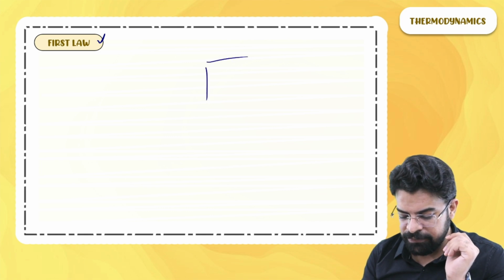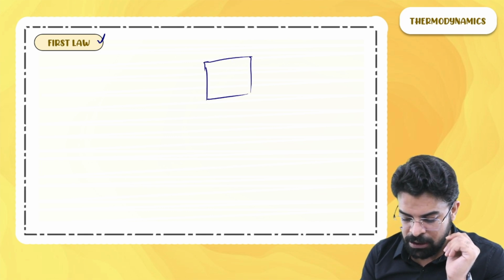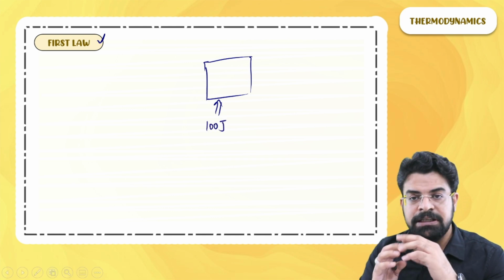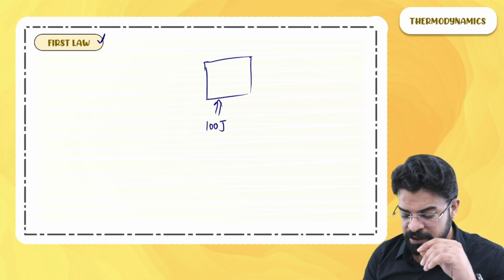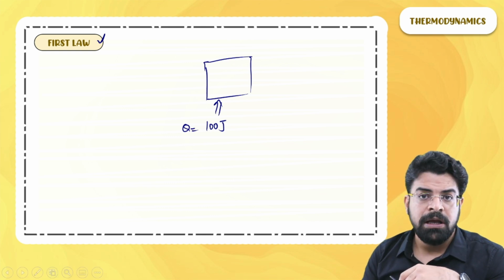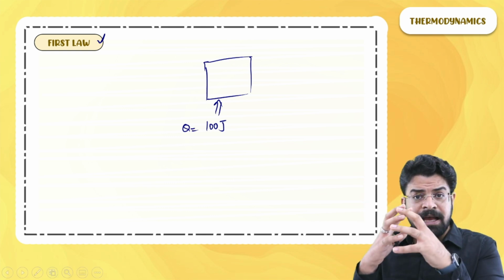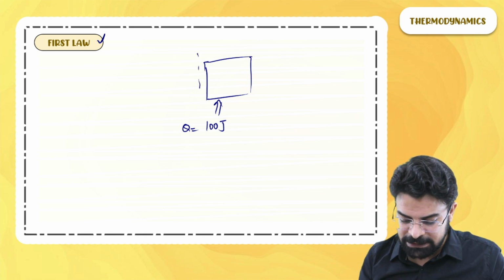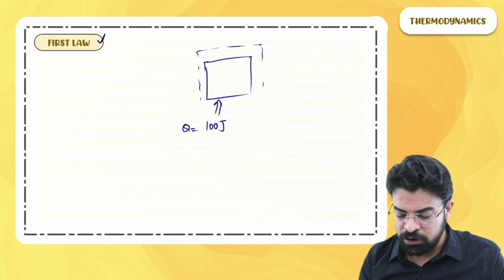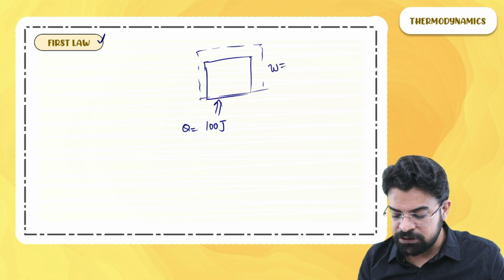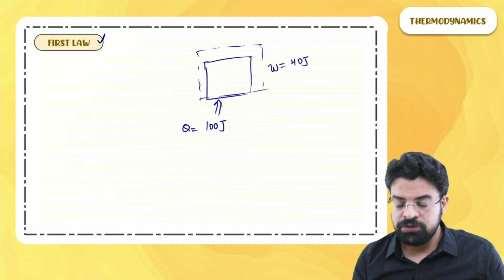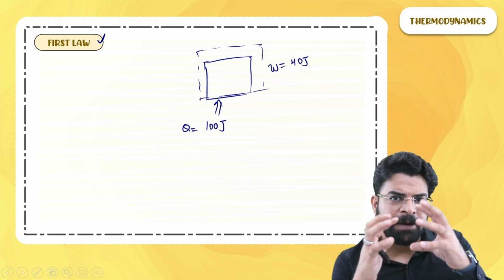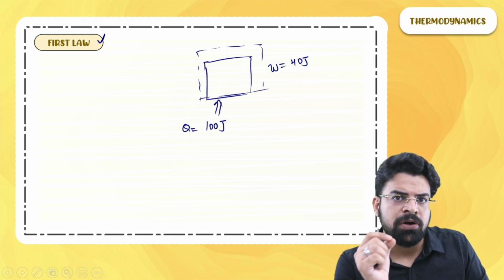So let's say we have some gas. Let's say a heat of 100 joule is given to the gas. And this gas expands. When the gas expands, it does work on the surroundings, and the work done by the gas on the surroundings is 40 joule. So you gave 100 joule of heat to the gas, and the gas expanded and did a work of 40 joule on the surroundings.